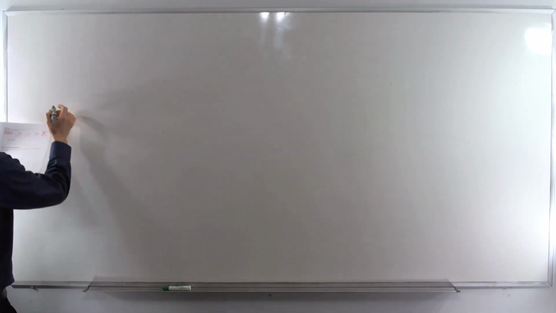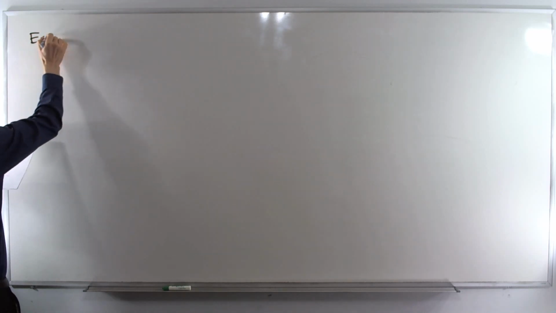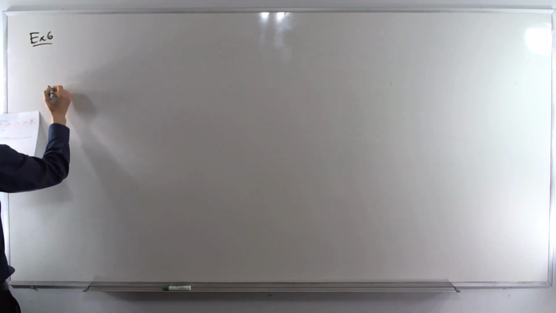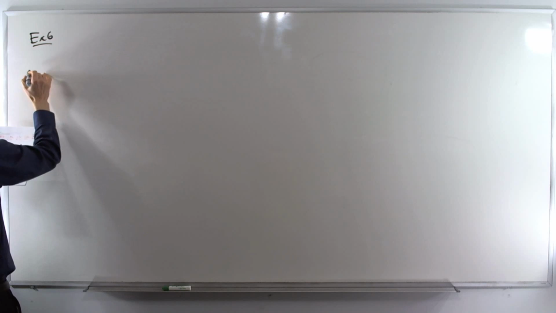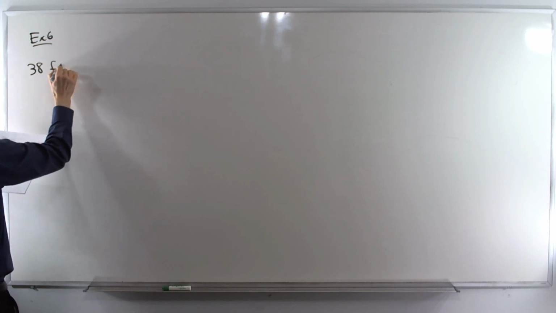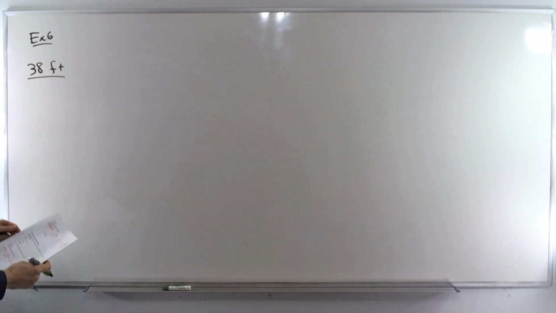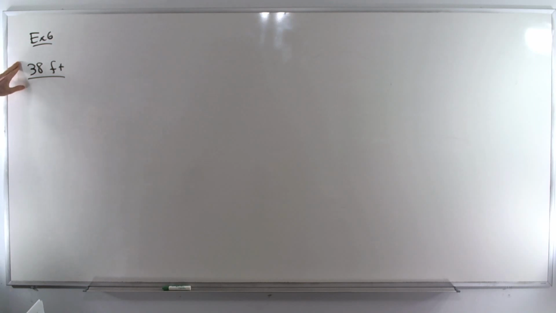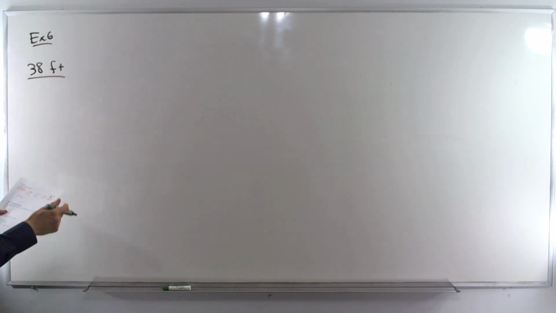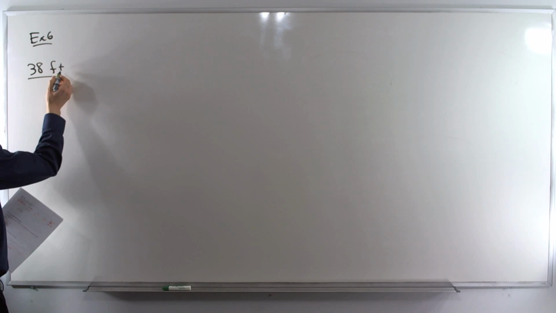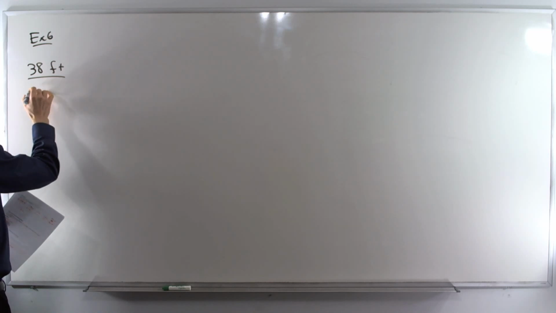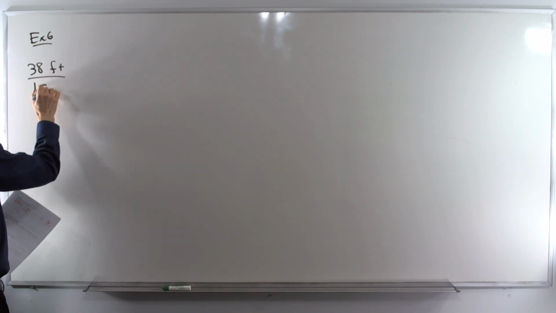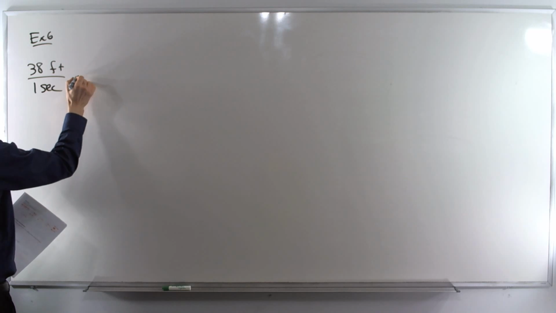So example 6. We're going to convert 38 feet per second to meters per second. When you line these up, the first fraction has to have units on top and bottom because it's feet per second. So you put the 38 feet on top, and the "per" part goes on the bottom, so 1 second on the bottom.